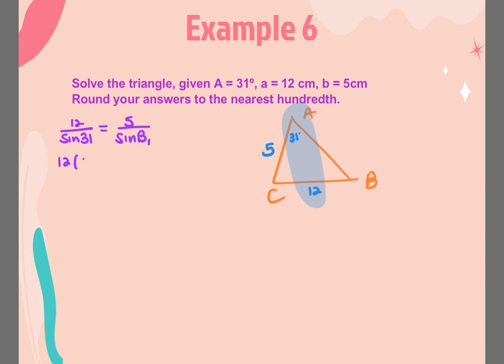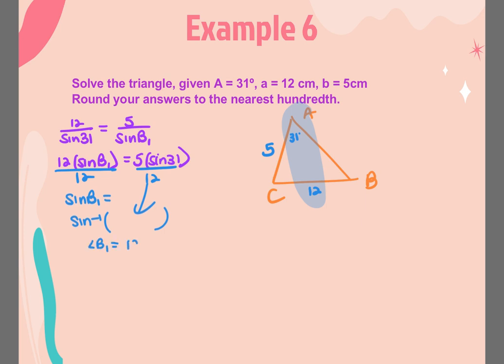We're going to cross multiply from here and divide by 12. Because that says sine of the angle equals that ratio, we're going to actually do sine inverse, and I'm going to plug that whole thing in. So sine inverse, again making sure your calculator's in degrees: 5 sine 31, close the parentheses after the 31, divide by 12. And I get that angle B1 is 12.39.